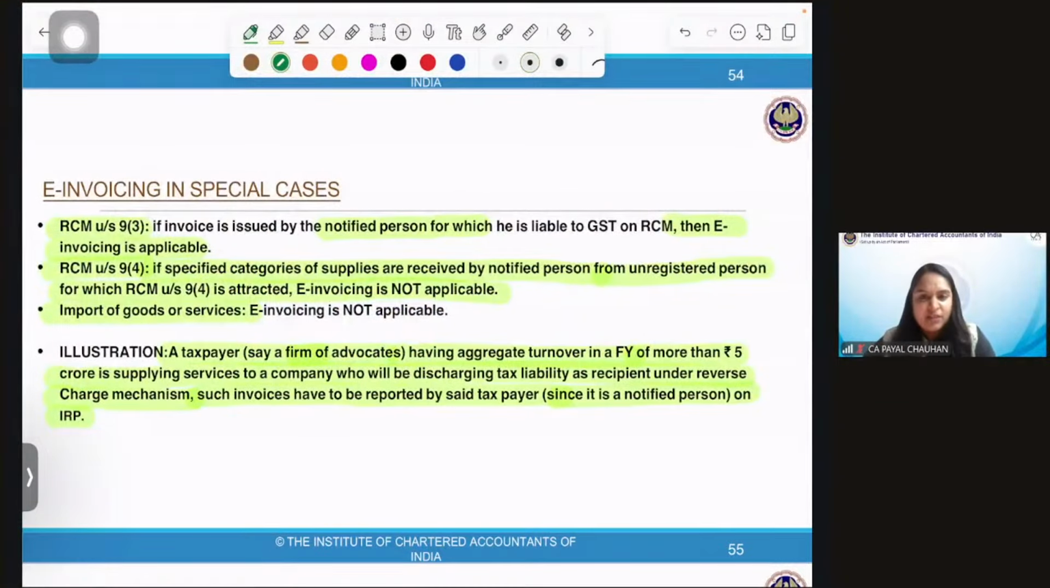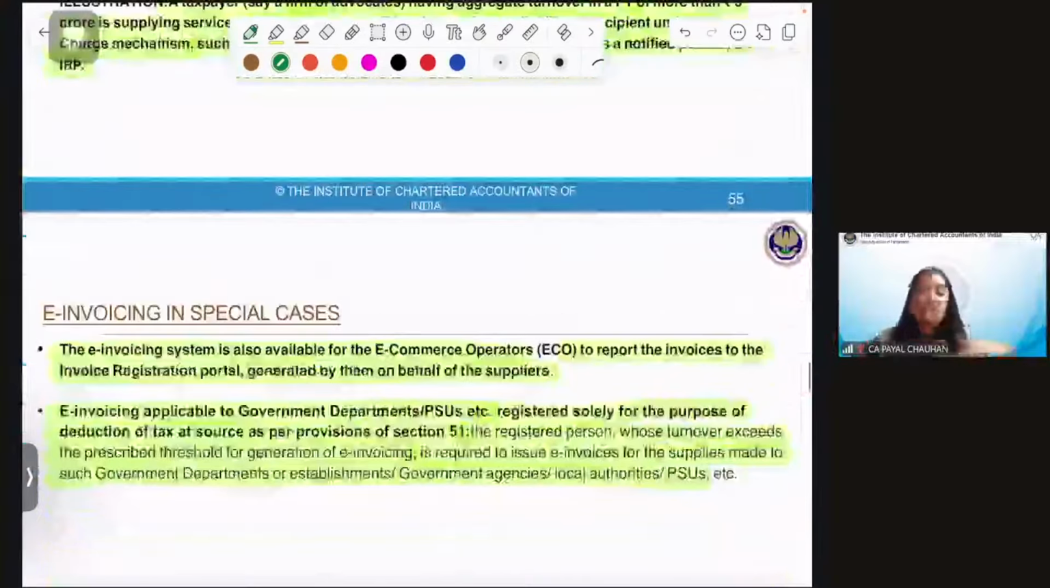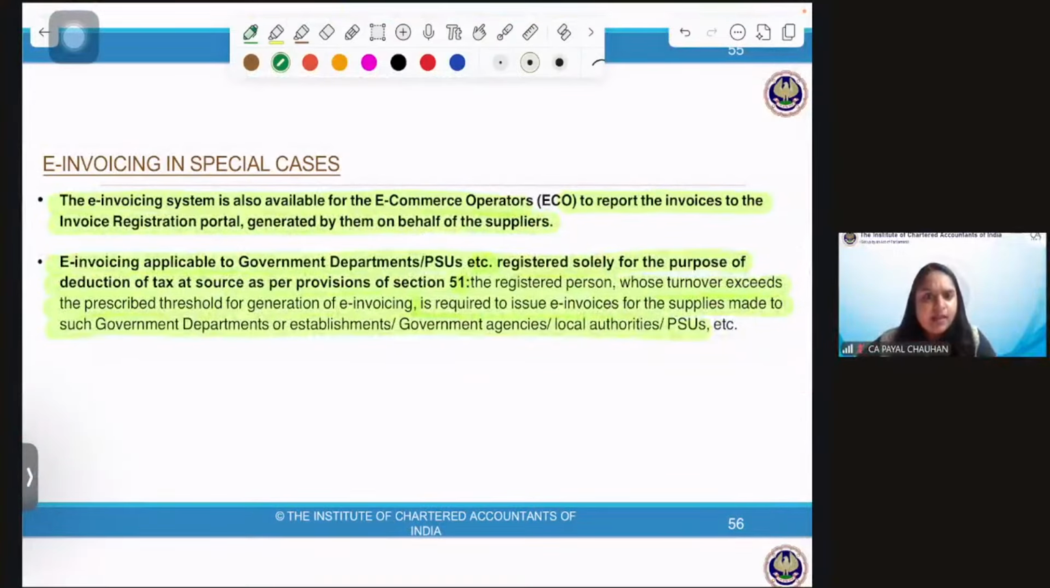I'll ask about importer, we have already done, right? RCM 9(3), e-invoicing required? Yes, it is required, right? If applicable, in case of 9(4), no, it's not. ECO, e-invoicing required, if applicable, right? My next question to you is I am supplying goods to government agencies and those government agencies are registered under section 51 for deducting TDS. Now tell me, do I need to issue an e-invoice? Yes, I need to issue an e-invoice.